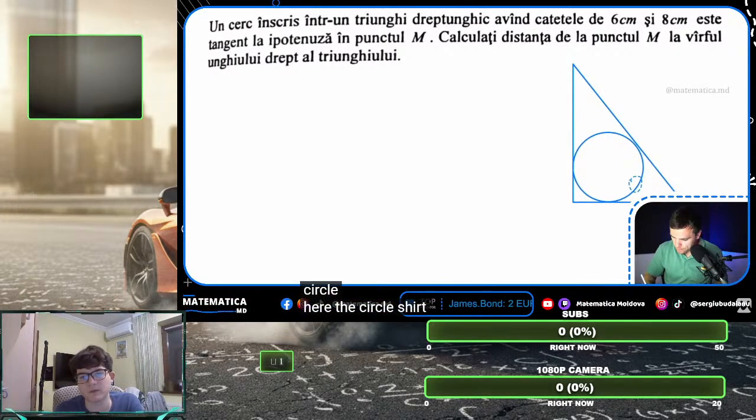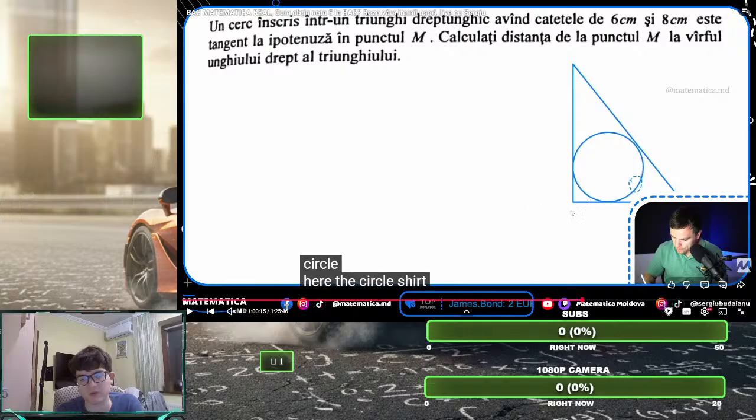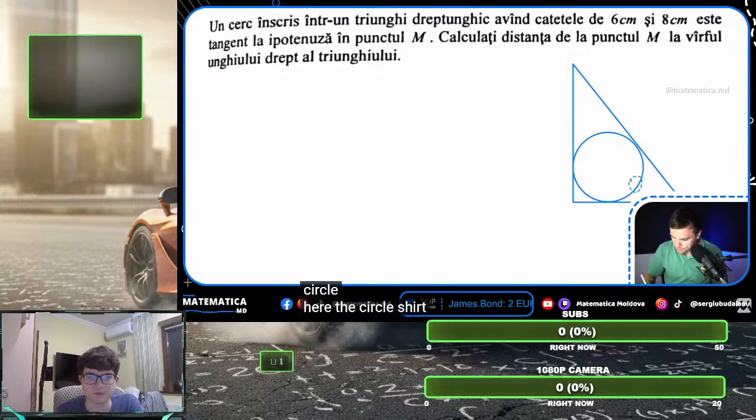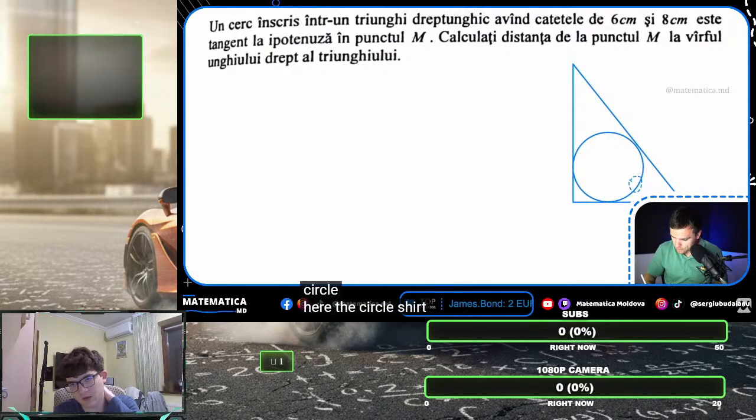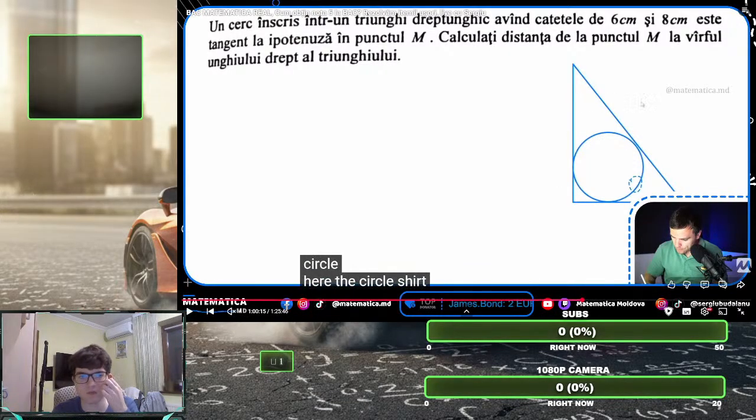Alright. So, there's a circle within a triangle that has a 90-degree angle. Obviously, you can see where it has a 90-degree angle, the angle that looks like a square, which is this one. I don't know if you can see my mouse. Anyways, the smallest side is 6. The second smallest is 8. The longest one, you don't know.